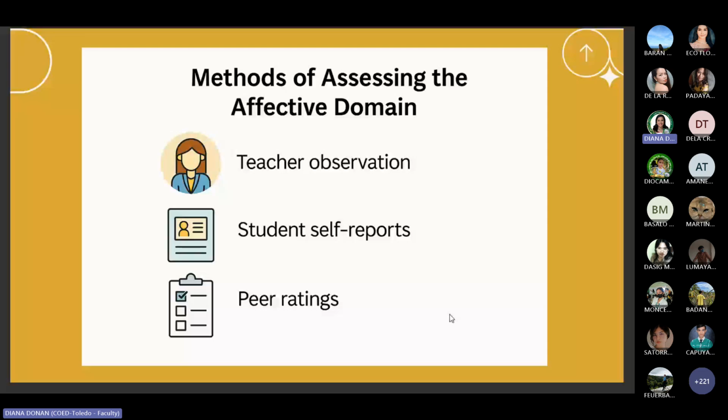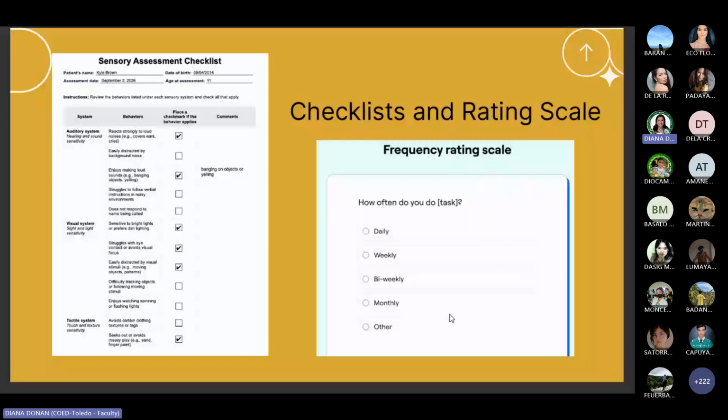This is when the teacher watches students' behavior in class or during the activities. Are they showing interest? Are they showing cooperation? Or are they showing respect? So we use tools like the checklist and rating scales to record what they see. For example, they might check if a student listens actively or volunteers or respects others' opinions during their group work.